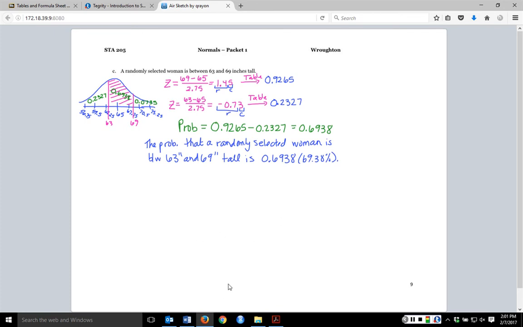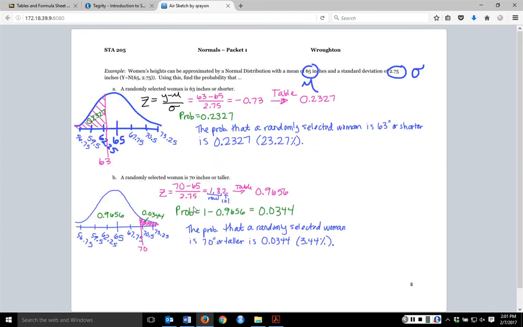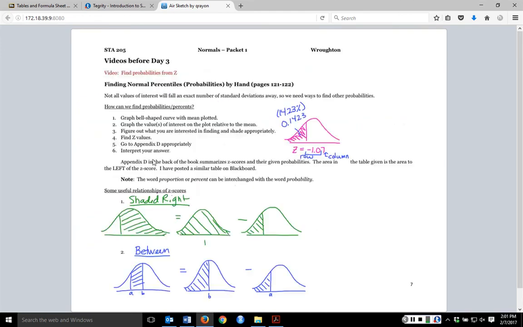Right, so from using this table and learning these two new rules, you can find any probability. So in class, we're going to practice that a little bit more.